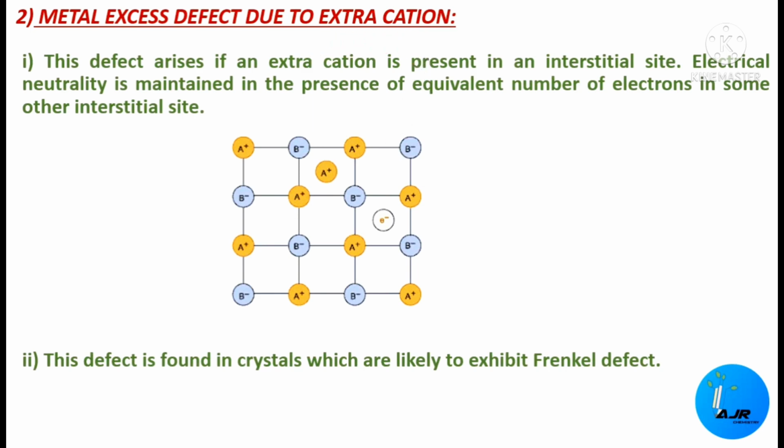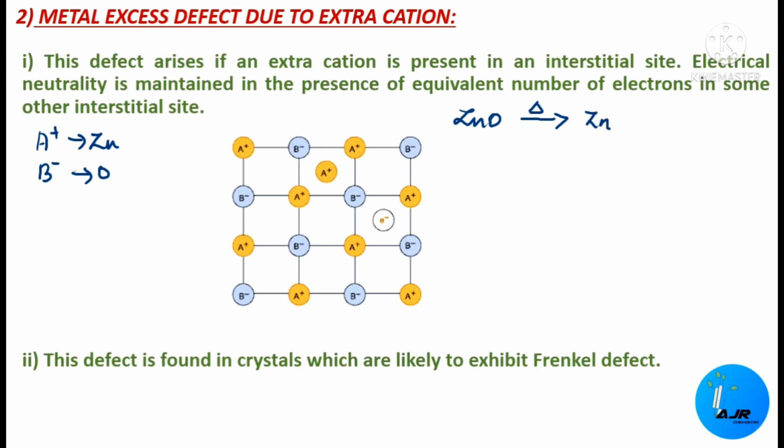Understood, students? Let me explain with an example right here. Let me take an example, zinc oxide. Here, A plus represents Zn and B minus represents oxygen. So when this zinc oxide is heated, it loses oxygen and turns yellow in color. When it is heated, it loses oxygen.